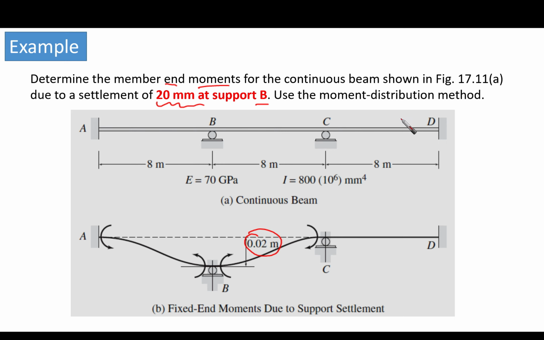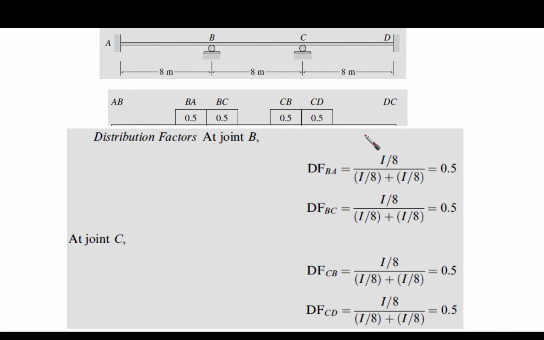Okay, now let's go to the main steps of the solution as before. As we know, the first thing that we should always start with is the distribution factors. We need to know the distribution factors at the joints that are free to rotate. So number one, we want to define which joints are free to rotate. This is the first thing that we want to highlight.